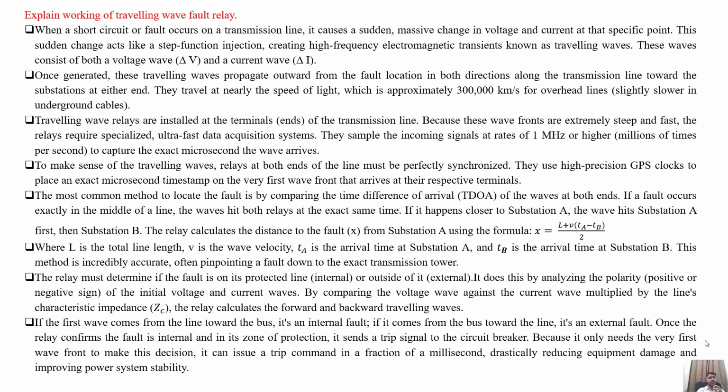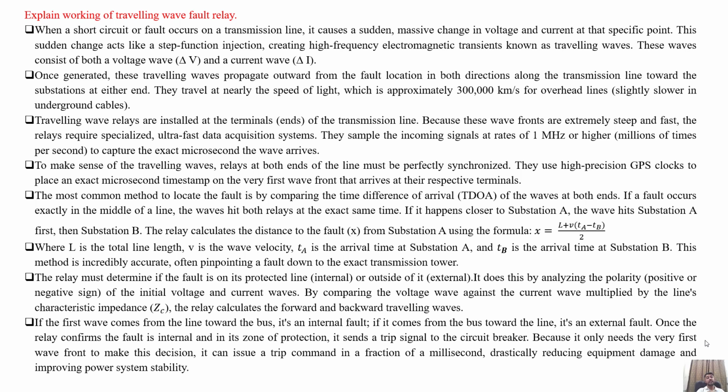The relay calculates the distance of a fault X from substation A using the formula that we use for the Varley loop or Murray loop type of equation. X is equal to (L plus V into (TA minus TB)) divided by 2, that is time into velocity, where L is the line length or say total line length, V is the wave velocity, TA is the arrival time at substation A, and TB is the arrival time at substation B. This method is incredibly accurate, often pinpointing a fault down to the exact transmission tower.